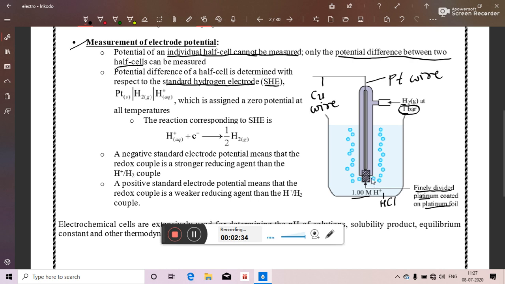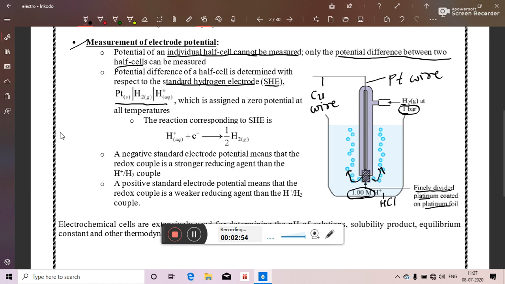So all conditions are standard. The solution has 1 molar concentration, the pressure of the gas is 1 bar, so that hydrogen gas is continuously bubbled over the surface of the platinum foil. Now we will see how we can write down the redox couple for this half cell.